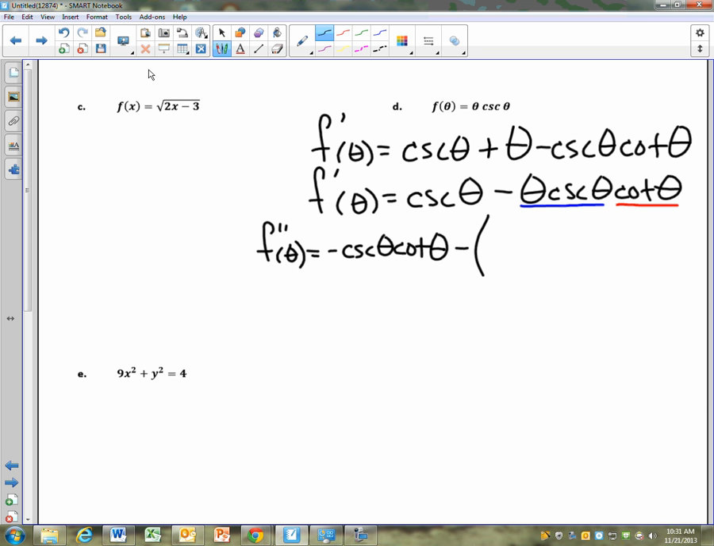All right, so Kaylee sees that I want to find the derivative of theta cosecant of theta. Now, it's not always going to work out like this, but we do know the derivative of theta cosecant of theta, don't we? We just did it.